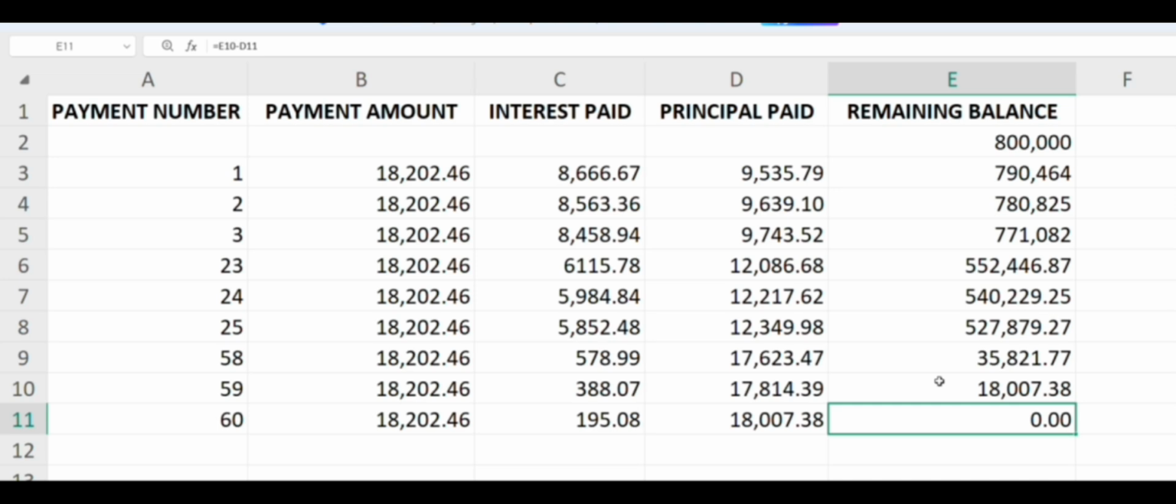So, in our given problem, Prince wants to know his outstanding loan balance after making payments for 2 years. So, we have there the remaining balance in the 24th month, which is 540,229.25. So that would be the outstanding loan balance of Prince after making 2 years of payments.